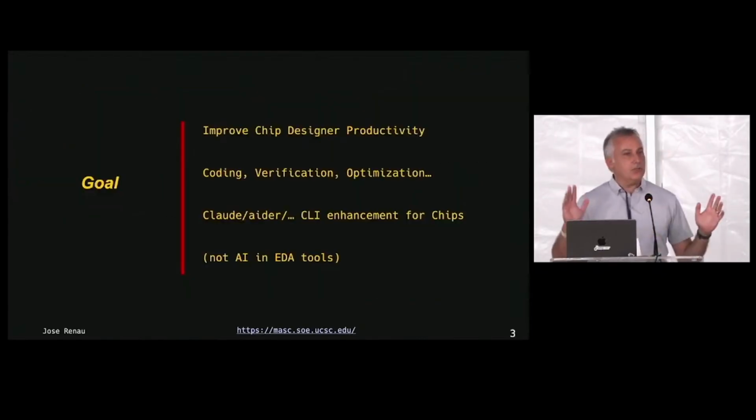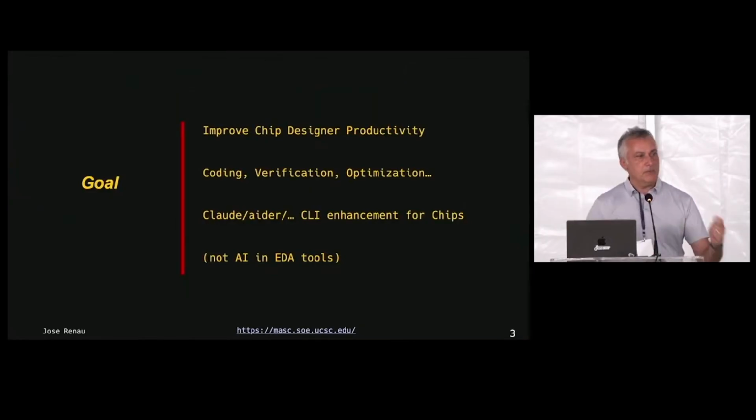So what's the goal? I think it's important we set the goal of what I'm working on. The idea is to improve chip design productivity, and this includes coding, verification, and a lot of effort on optimization. And there can be some Claude or CLI kind of interface, and this is something we are working on. It's not about how to integrate AI into the EDA tools. There are a lot of people working on that area. It's a different community. Here it is how to improve productivity, much more like what we are talking about here at the conference.